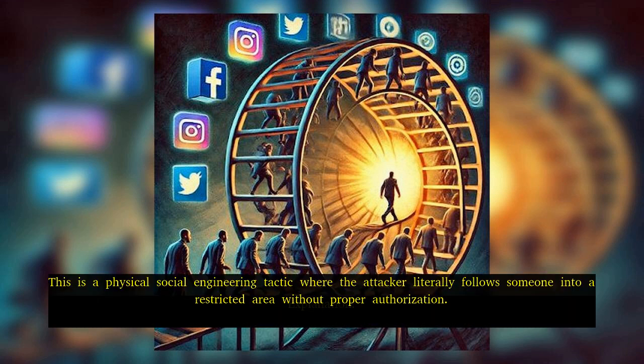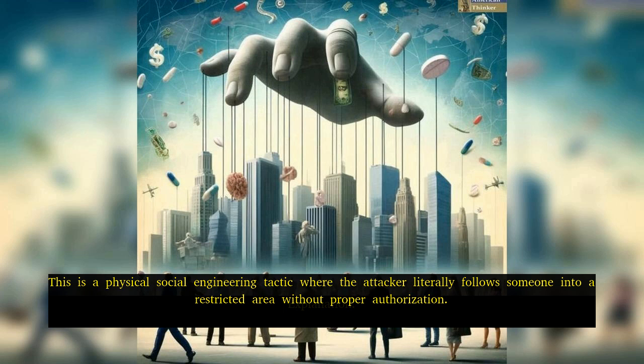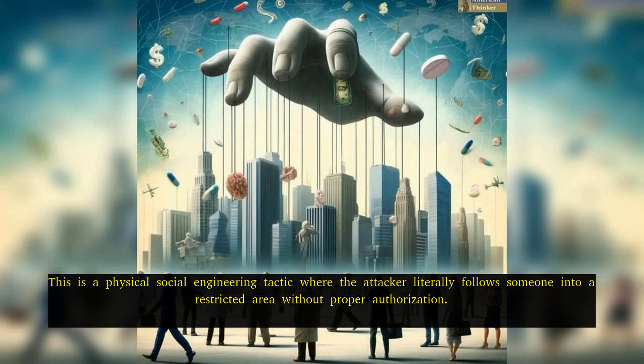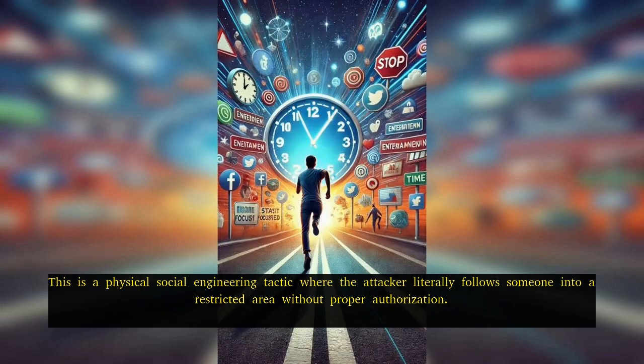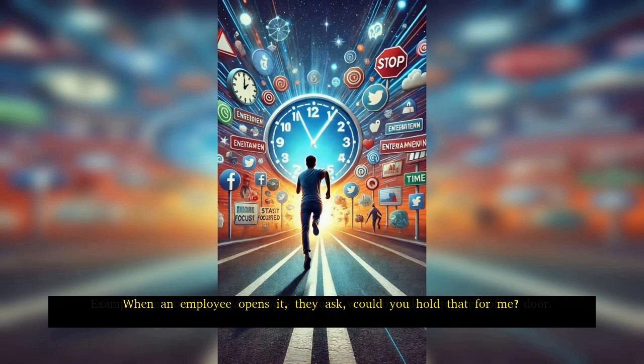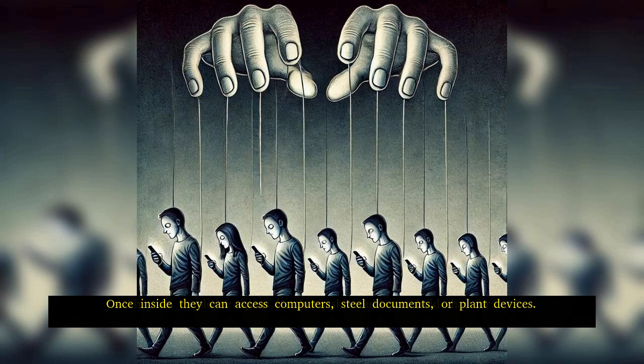6. Tailgating. Piggybacking. Explanation. This is a physical social engineering tactic where the attacker literally follows someone into a restricted area without proper authorization. Example: an attacker in a delivery uniform waits outside a secured office door. When an employee opens it, they ask, "Could you hold that for me?" Once inside, they can access computers, steal documents, or plant devices.